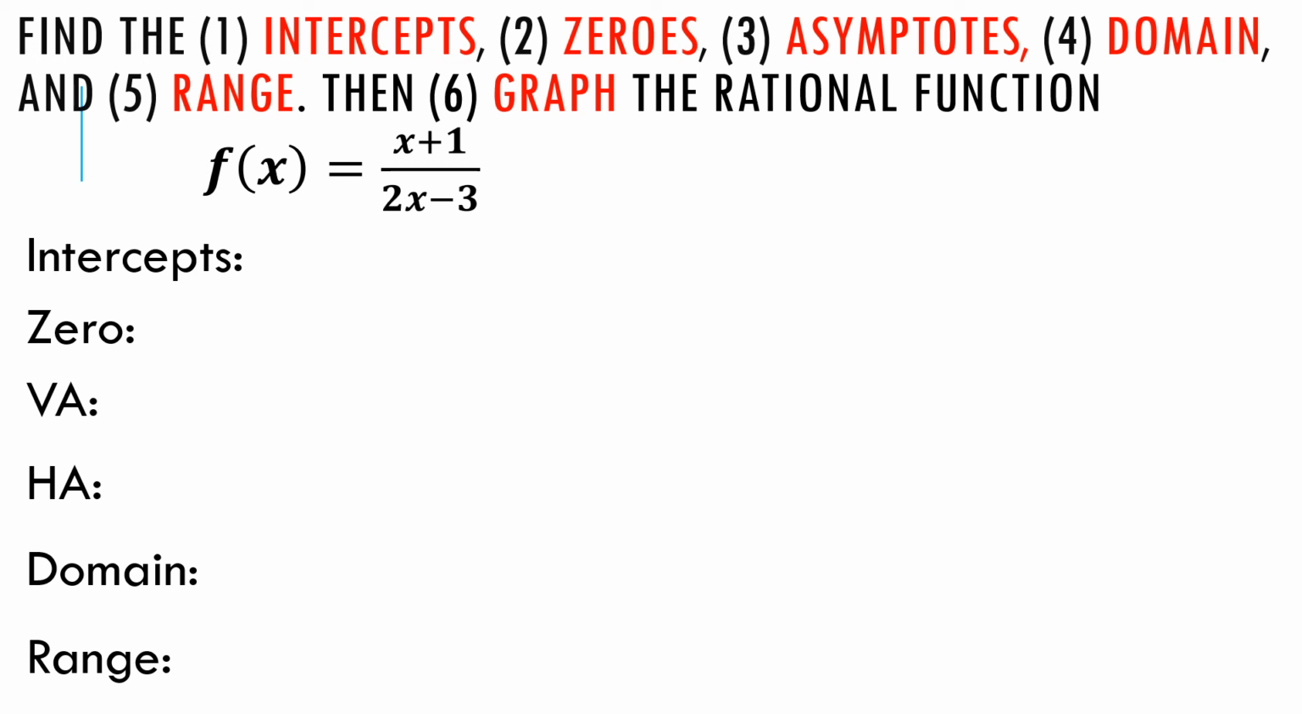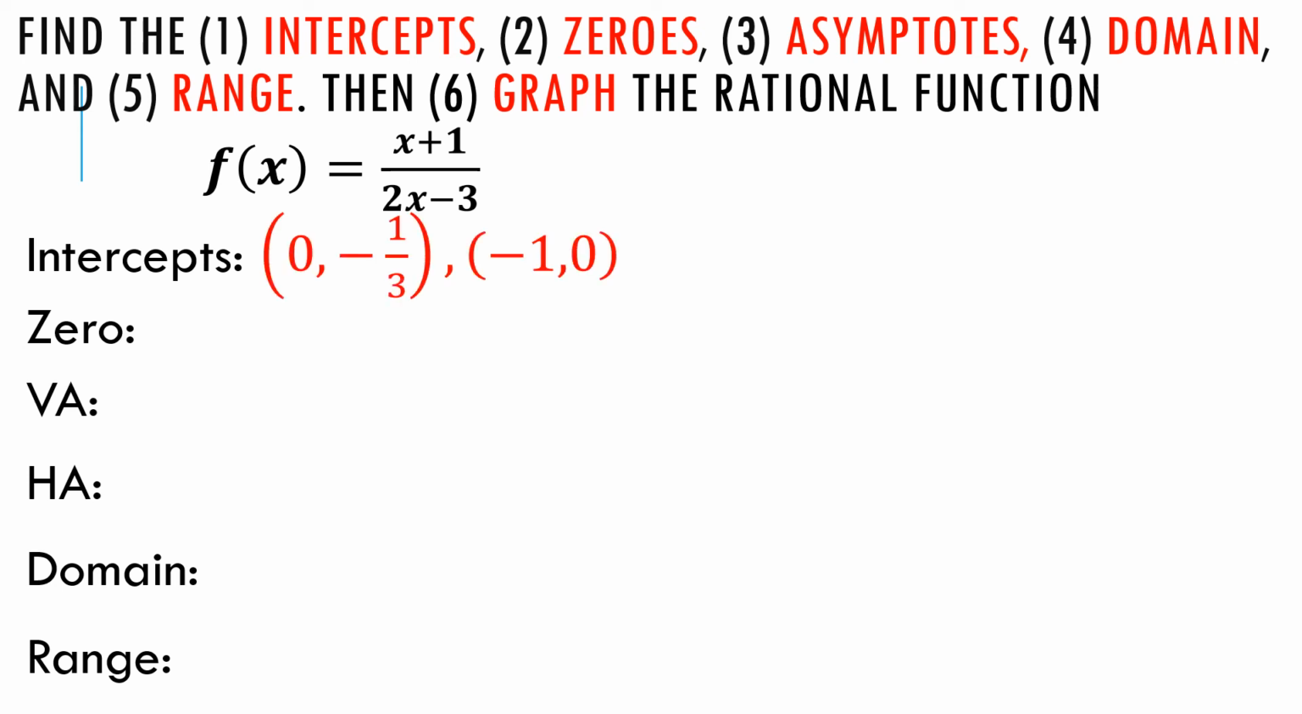Now let's have this last example for this lesson. Let's find the intercepts, zeros, asymptotes, domain, and range. Then you have to graph the rational function. So we have f of x equals x plus 1 all over 2x minus 3. So what are the intercepts of this rational function? Again, to find the y-intercept, you have to substitute 0 to all x in this rational function. And to find the x-intercept, gawin nyo lang 0 yung f of x. Okay, and then solve for x.